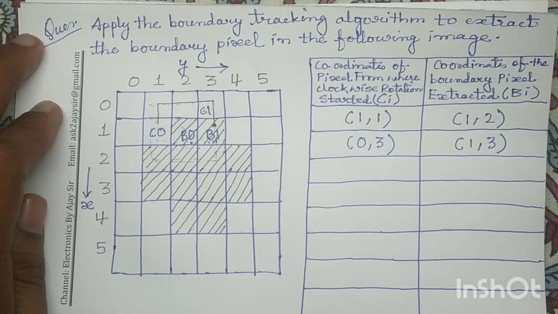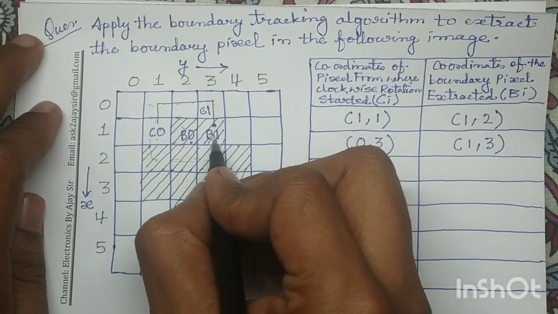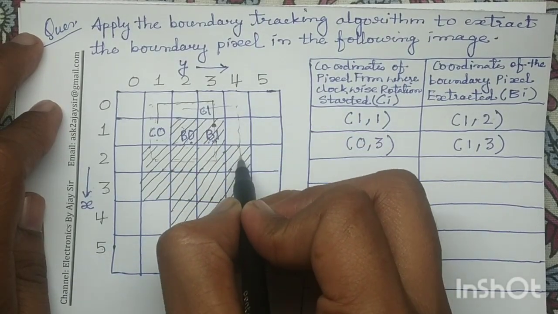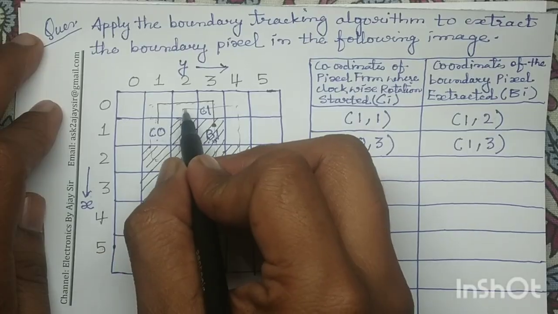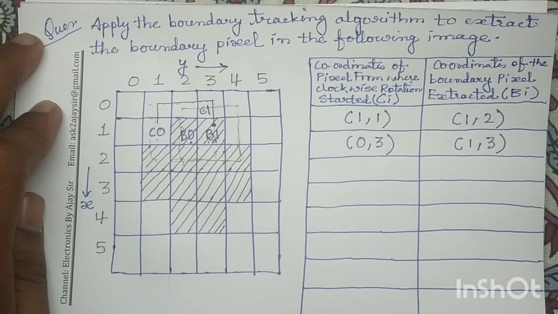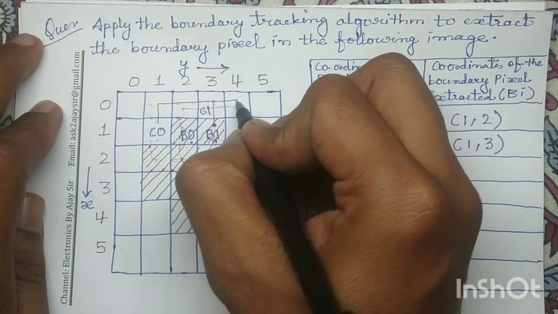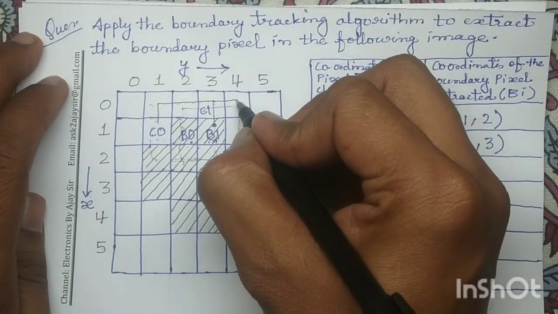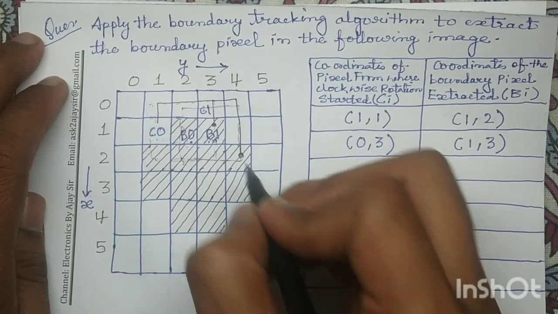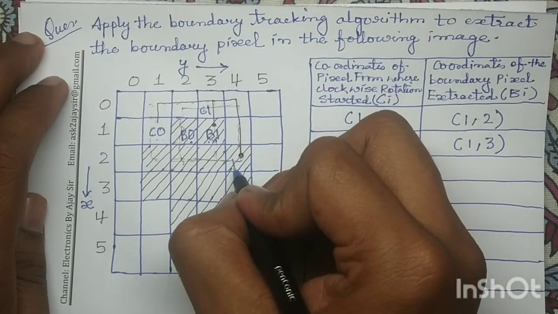Next, in the second iteration, we will target the 8 neighborhood pixels of B1. From C1 we will start moving in the clockwise direction and observe what is the next boundary pixel that we will reach. So this is the next boundary pixel that we have reached. We will mark it as B2.